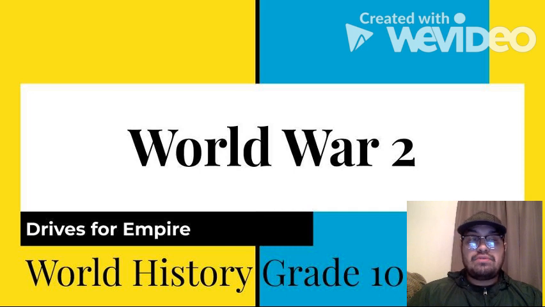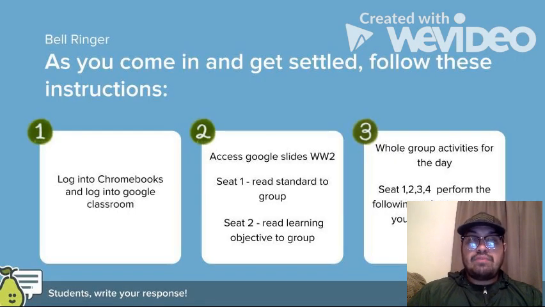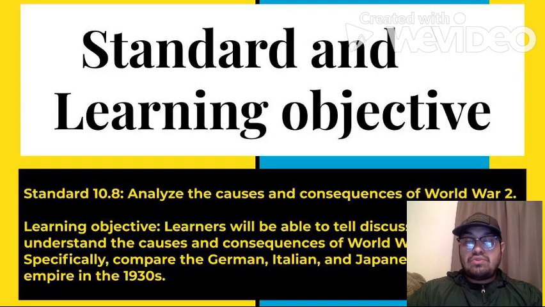I will also be using my students' seat numbers, who are in groups of 4, labeled 1 through 4, to collaborate throughout this lesson. As students walk in, they will grab a Chromebook, log into Google Classroom, and access their Google Slides. Seat 1 student will read the standard to their group, while Seat 2 will read the learning objective on one of the first slides.